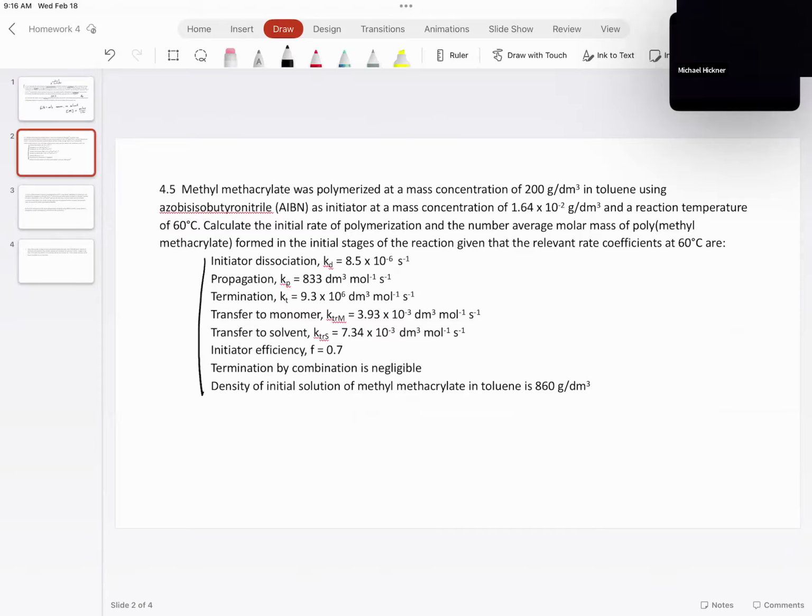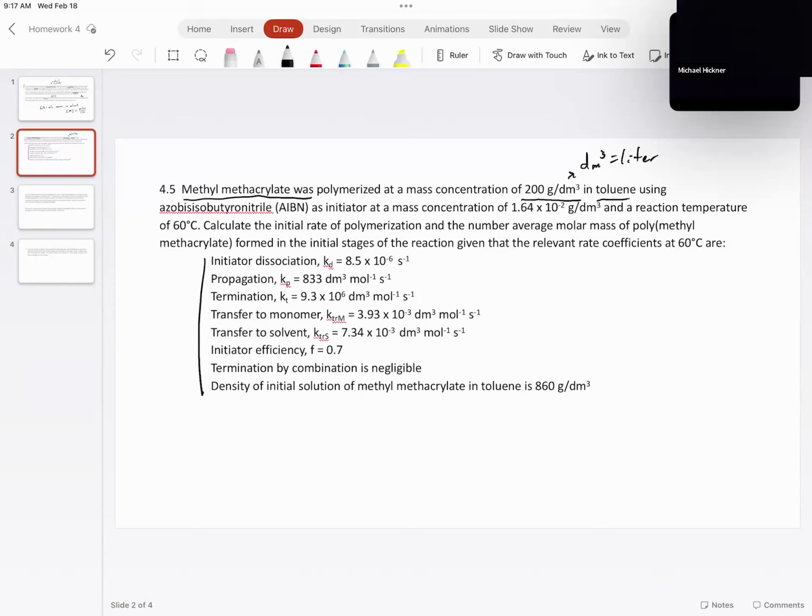the chain transfer problem. We have a similar expression of concentration. Remember that a decimeter cubed equals a liter. This is methyl methacrylate in toluene. Sorry about that. This is methyl methacrylate in toluene. You have to figure out what the concentration of monomer is using that information. Then we have to calculate the initial rate of polymerization and the number average molar mass of polymethyl methacrylate.